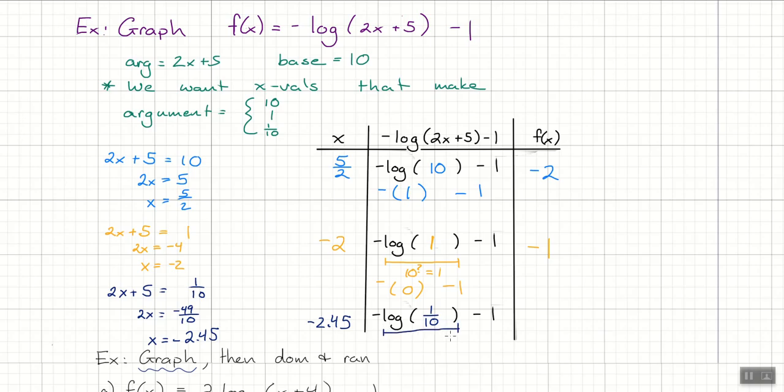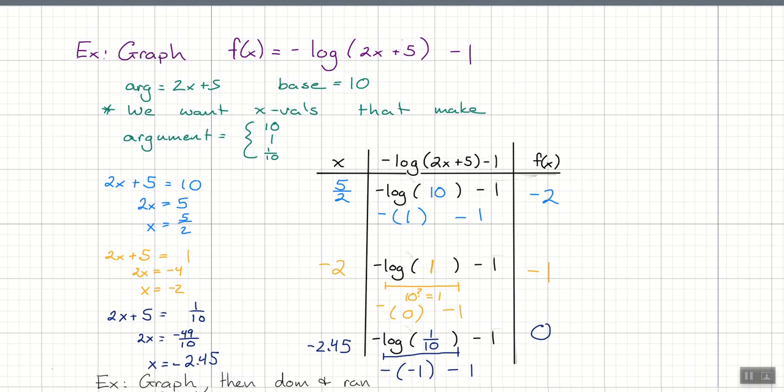10 to what power is 1/10? -1, right? 10 to the power of -1. So -1 goes inside my parentheses. That's replacing my log. What's minus a -1? Positive 1 minus 1 is 0. Okay, we have gotten all the info that we need to graph this and graph it well. Only one little thing that I'm going to add to this. Do you want to physically graph it, or is this sufficient?